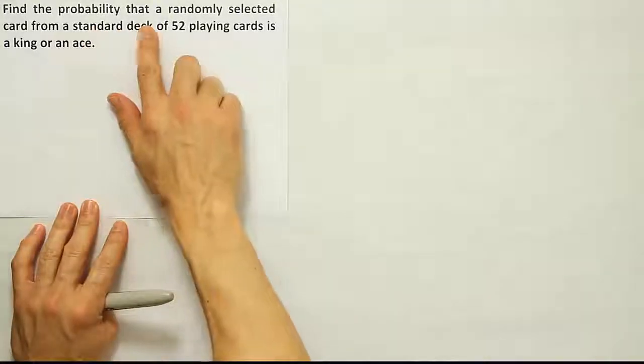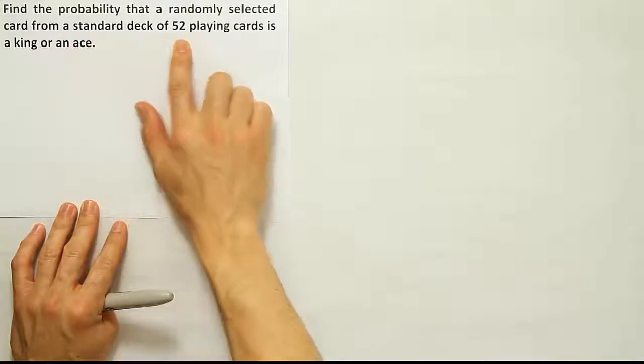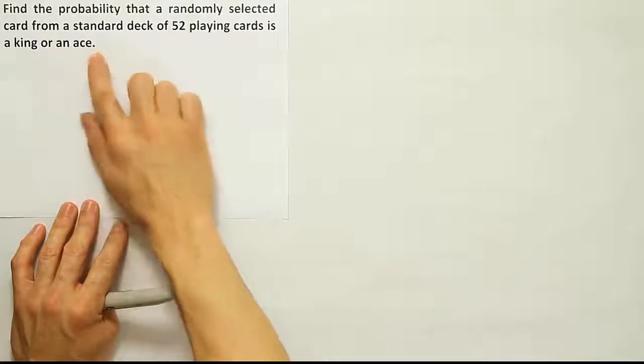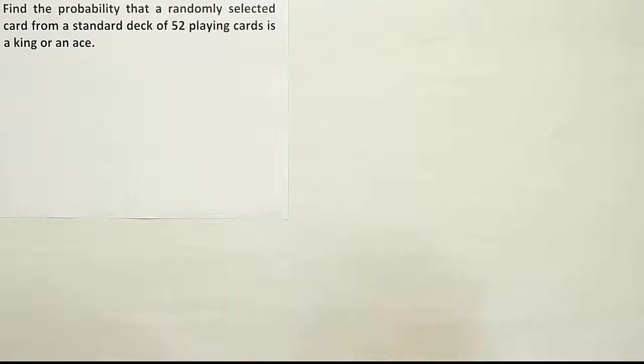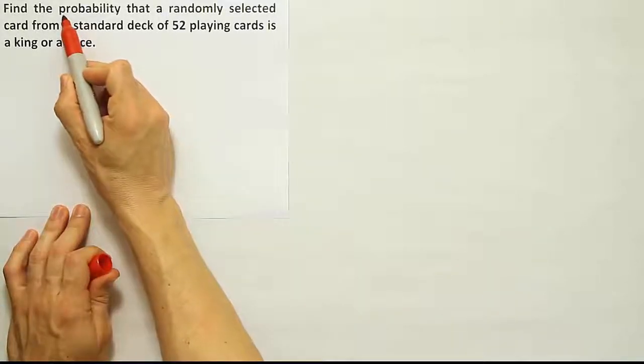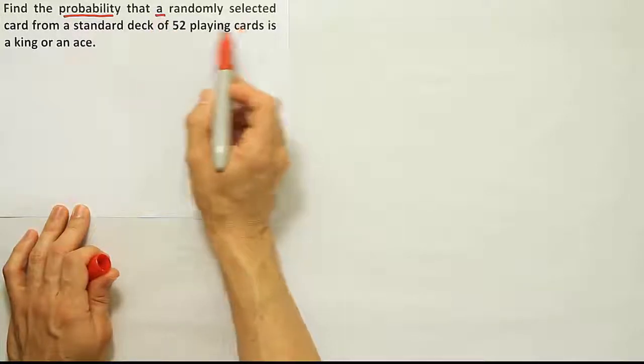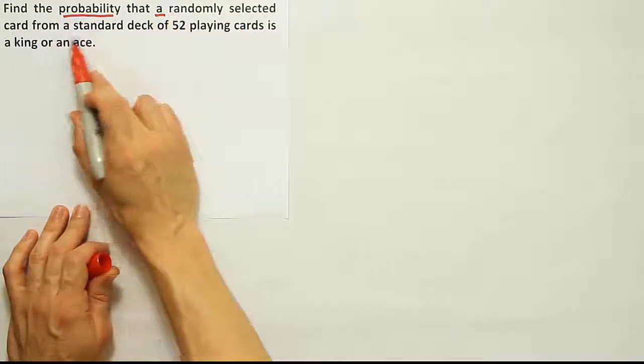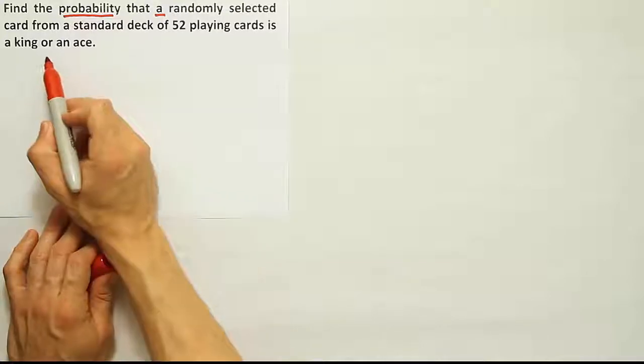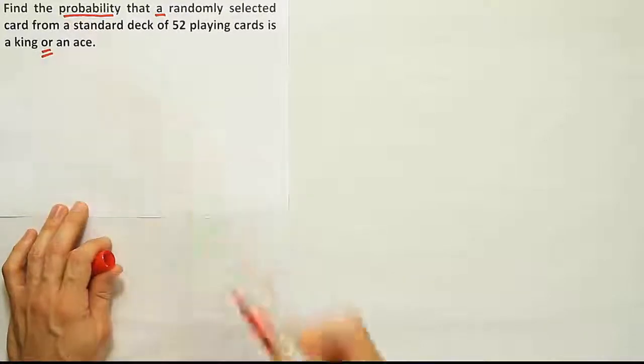Find the probability that a randomly selected card from a standard deck of 52 playing cards is a king or an ace. Okay, when you read this problem, we want to look for key phrases first. So it's clearly a probability question. Then it says the probability that a randomly selected card, that's just one card, right, from a standard deck of 52 playing cards is a king or an ace.